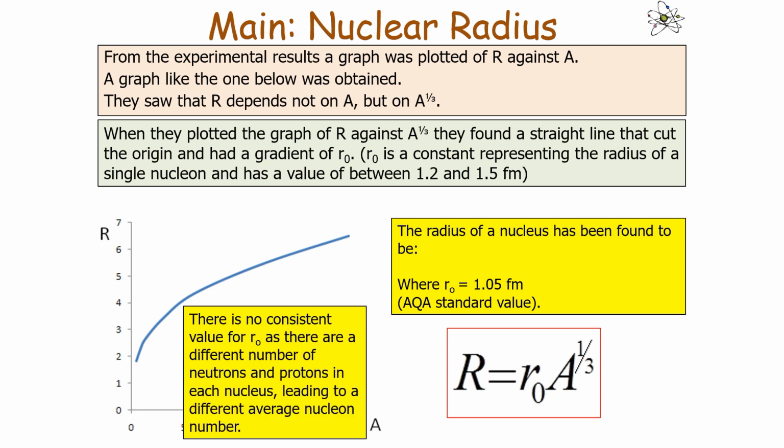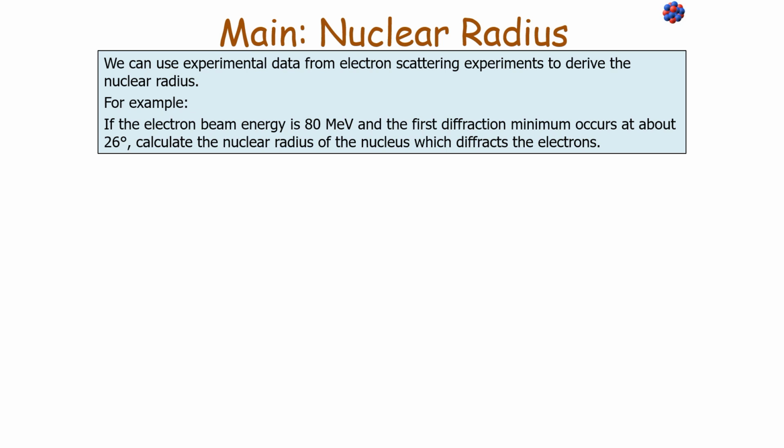Now there's no consistent value because there's different numbers of neutrons and protons in each nucleus, leading to a different average nucleon number. So let us have a look at how you would answer a question based on electron scattering experiments, because we can use our data to derive the nuclear radius. So for example, if the electron beam energy is 80 mega electron volts and the first diffraction minimum occurs at about 26 degrees, calculate the nuclear radius of a nucleus which diffracts the electrons.